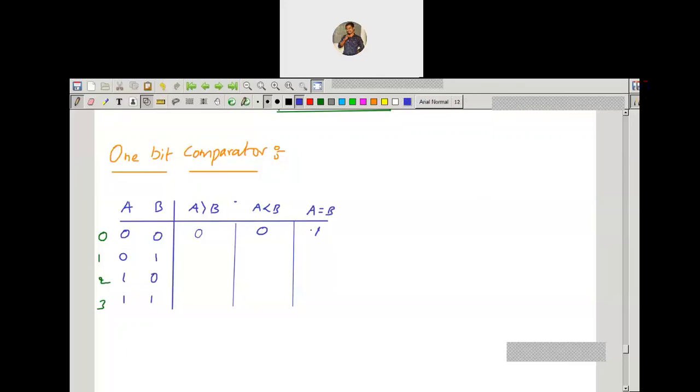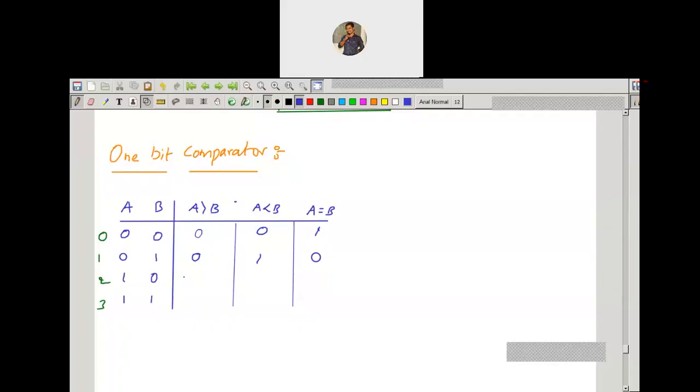Now coming to the second case, A value 0, B value 1. The first possibility is A greater than B. For this input combination, is A more than B true or false? A value 0, B value 1, so A is less than B. So A more than B is a false case, so it is a 0, and A less than B is 1. A equal to B is 0.